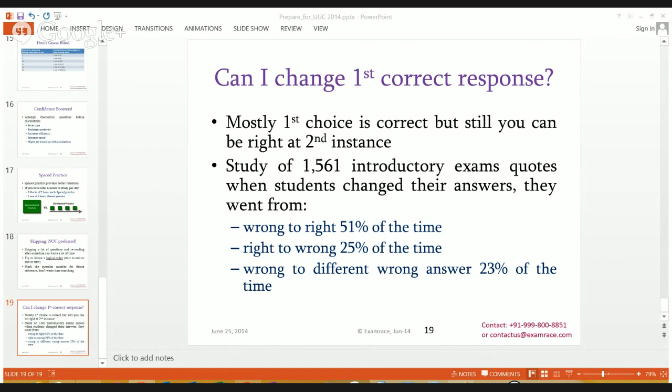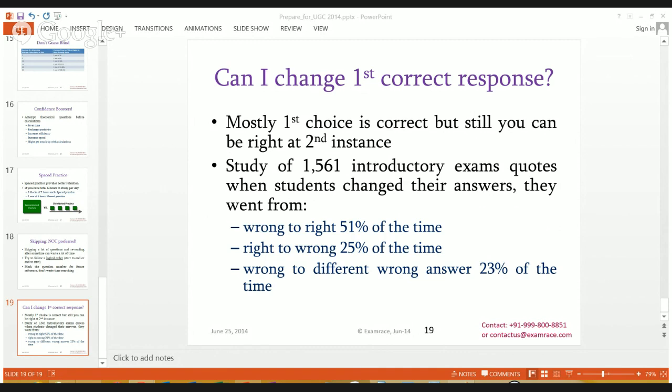So what researchers have quoted from the 1561 studies that they have done is, usually if you move from a first response to a next response, 51% of the time you are going to a right response. 25% of the time you move from a right to a wrong response because you get confused. And 23% of the time you move from a wrong to another wrong answer because you are totally confused. Okay, so the first pattern tells you are getting a right response because you have referred to something in the question paper that has led to clarification of your concept. Pattern 2 talks about getting a bit confused, and pattern 3 talks about getting total confusion.